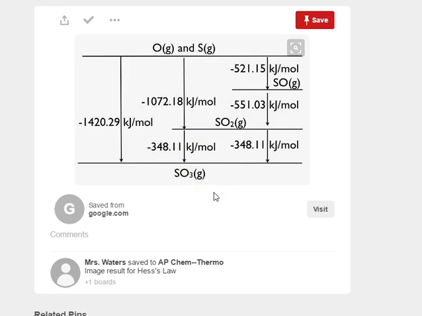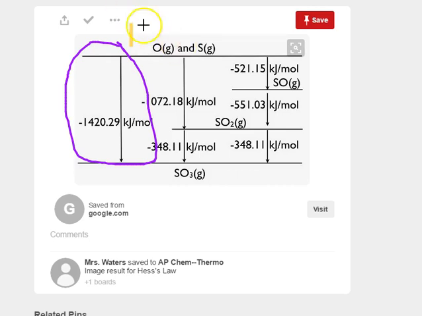So this is showing really several ways that we could get there. One way is just by going straight from the single atoms to the molecule that we're looking for. We can take that one step, and that one step has an enthalpy change of negative 1,420. So it's exothermic, it releases that much energy.